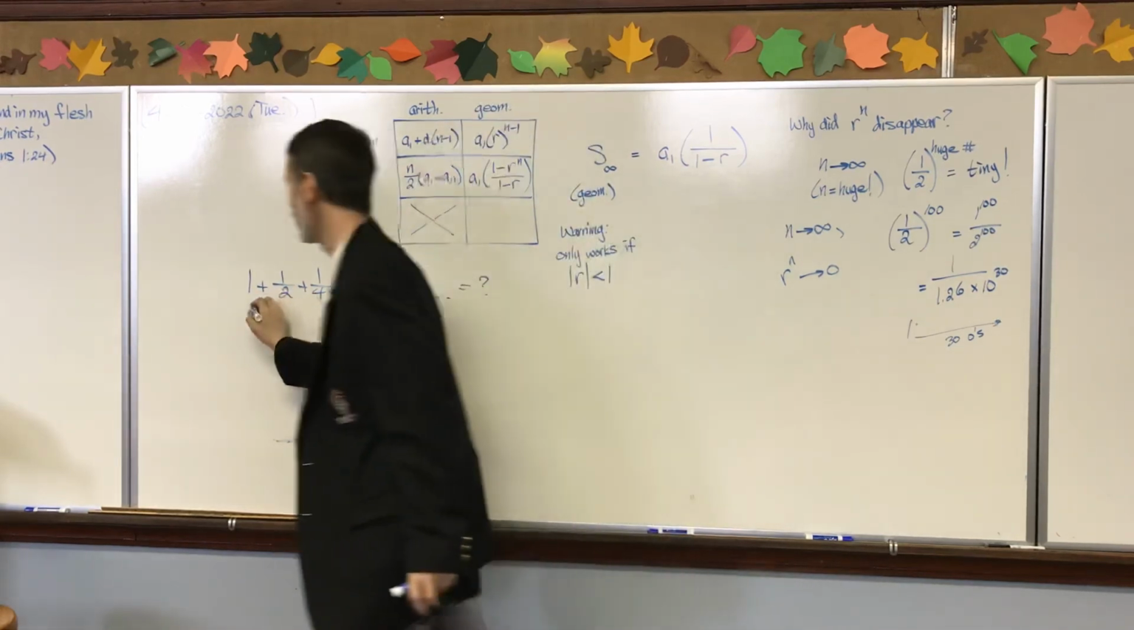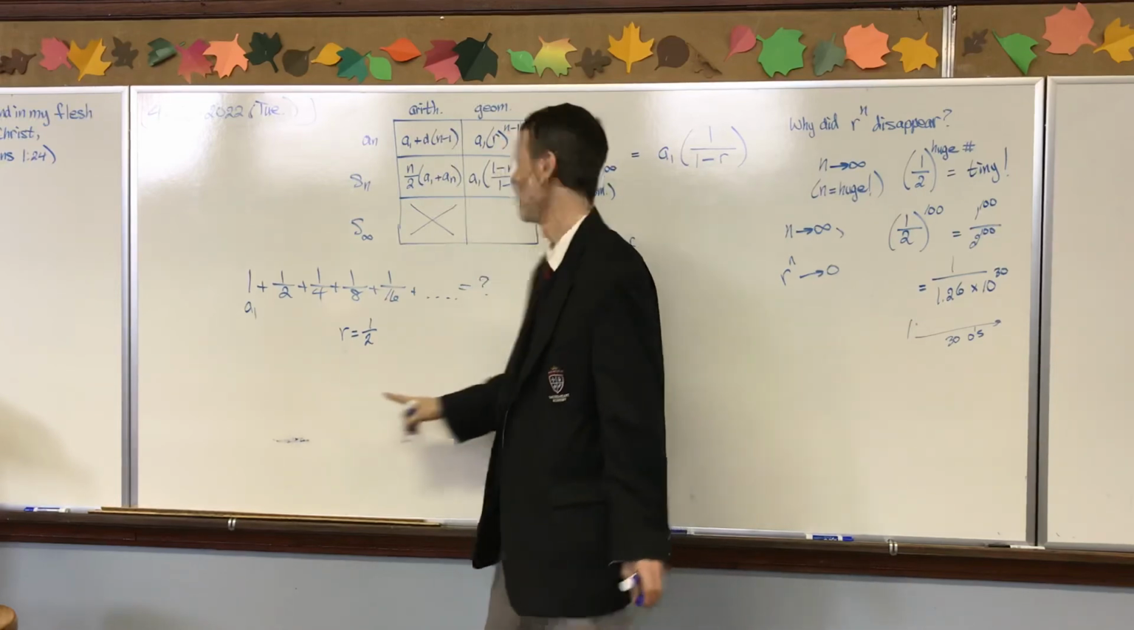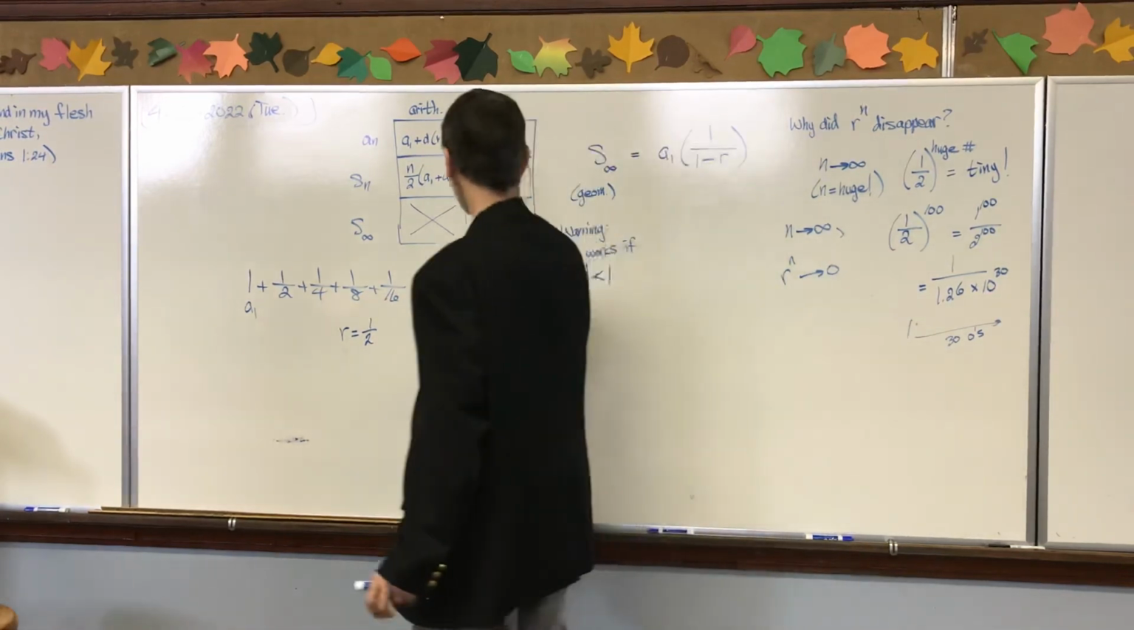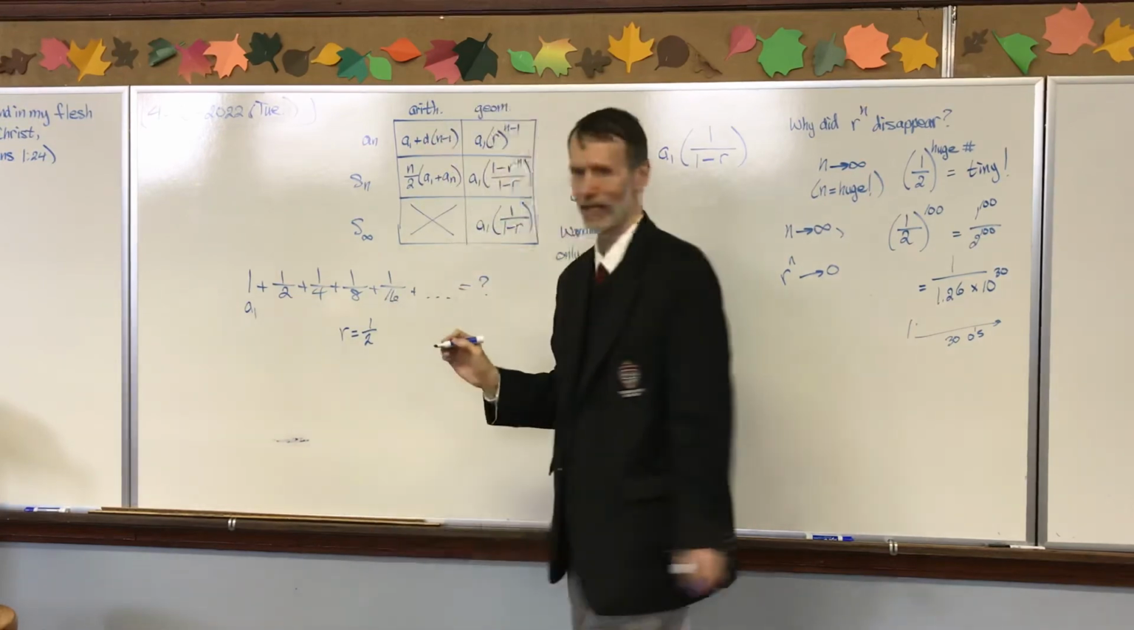So you've got the first term, A1 is 1. And you've got R. You should be able to get it. The formula is A1 times parentheses 1 over 1 minus R.